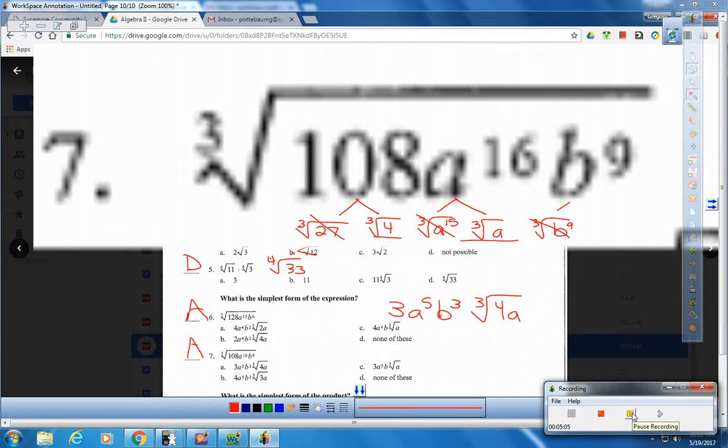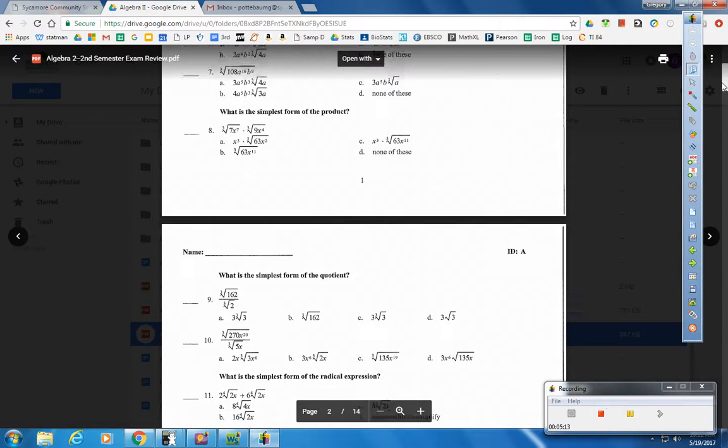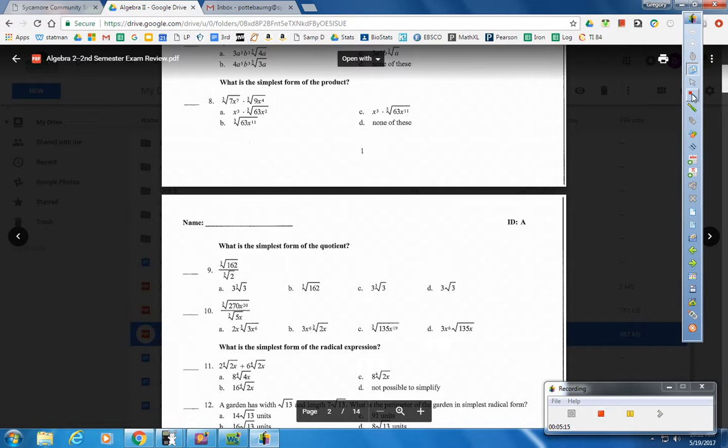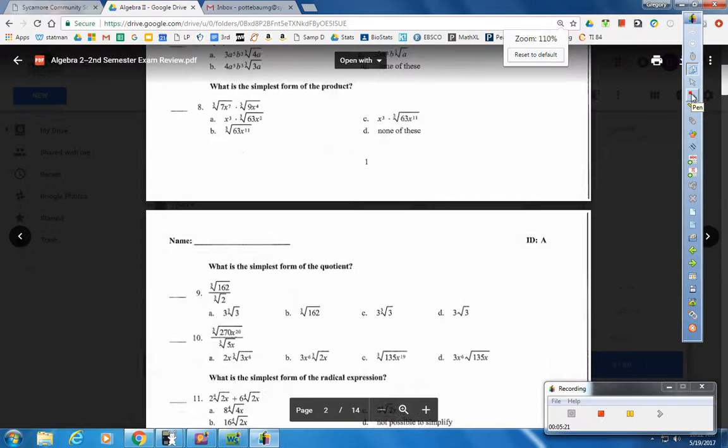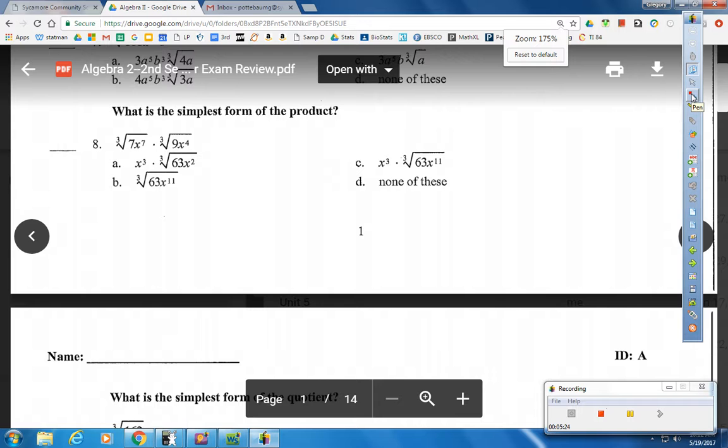Okay, let's go on to the next couple questions on this page, and then we'll go to the next page. All right, zoom in a little bit. That might make things a little bit easier for us. There we go. Okay, number 8. Again, multiply straight across.